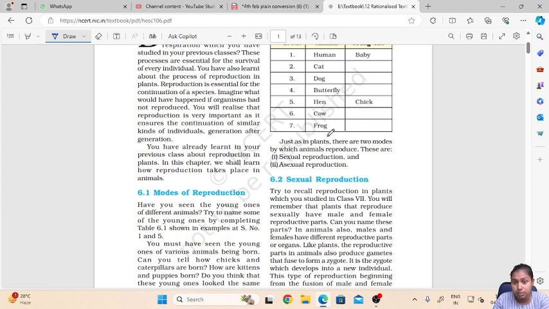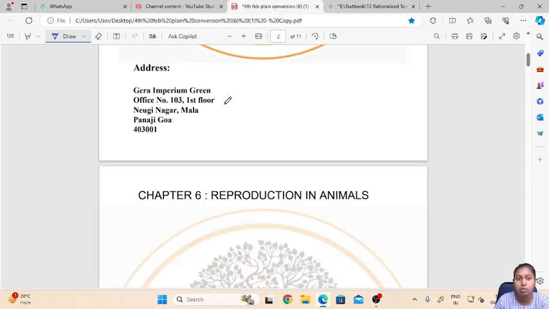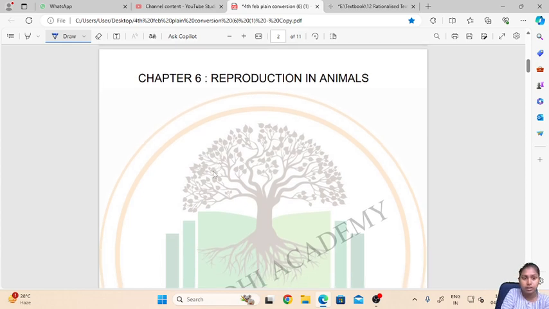Just as in plants, there are two modes by which animals reproduce. These are sexual reproduction and asexual reproduction. Similarly, in plants we have sexual as well as asexual reproduction, and in animals also we have sexual reproduction as well as asexual reproduction.